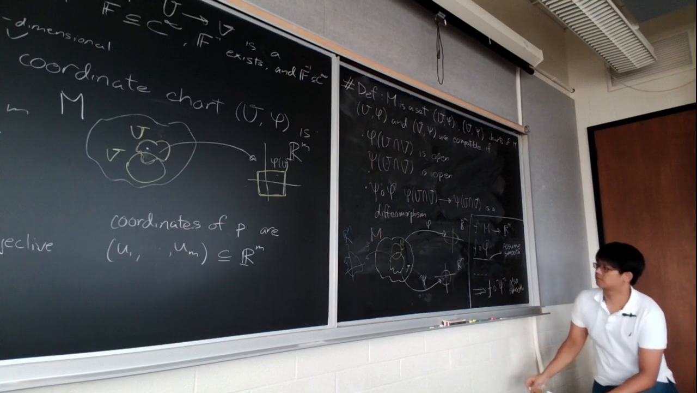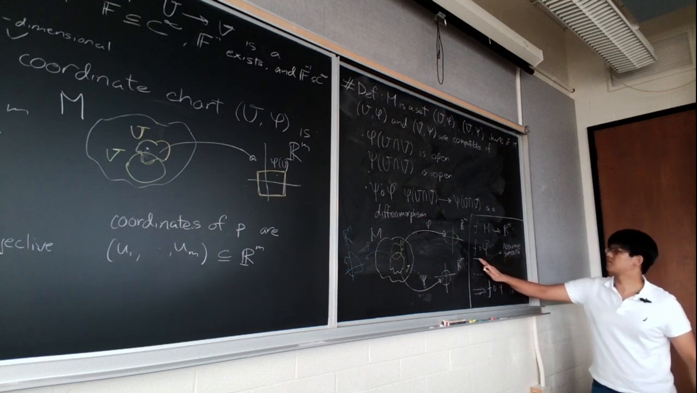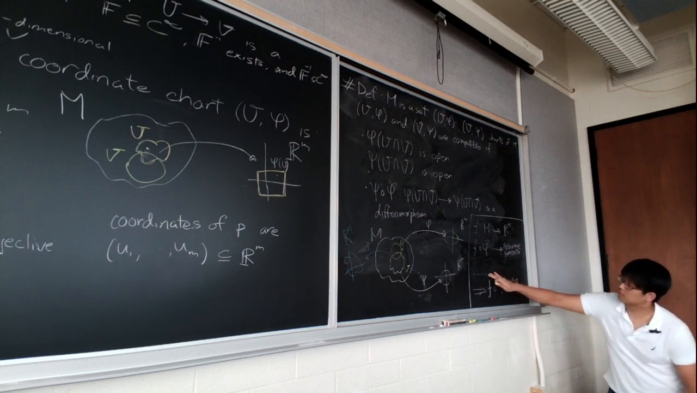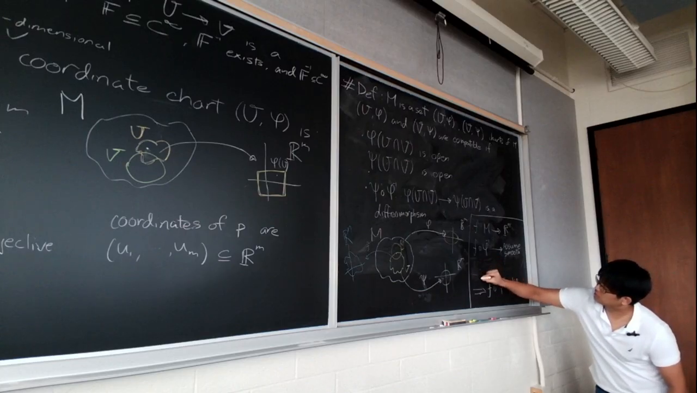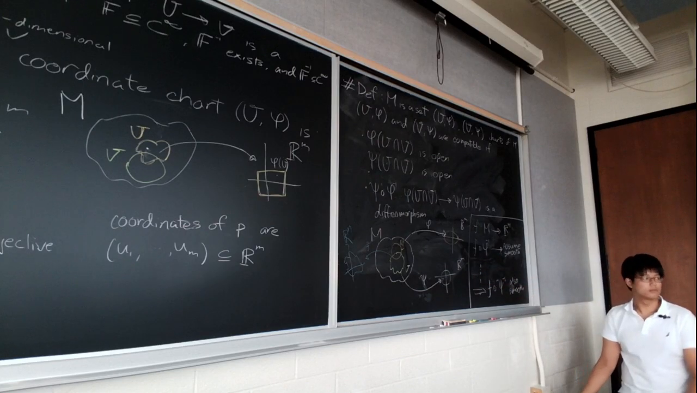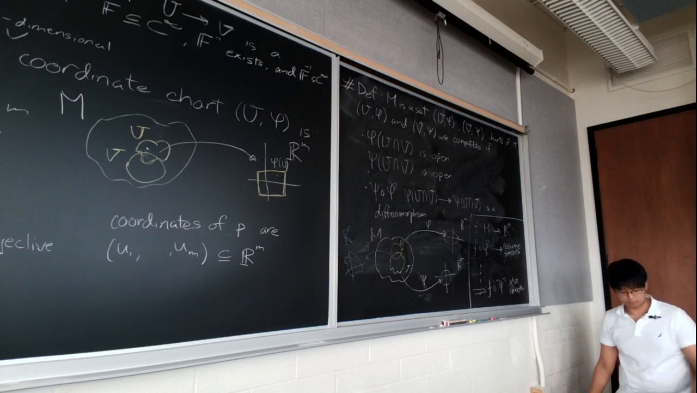Okay. And the point is that this requirement, that if in one coordinate chart I'm smooth, then I must be smooth in a different coordinate chart, is precisely the same as that requirement.